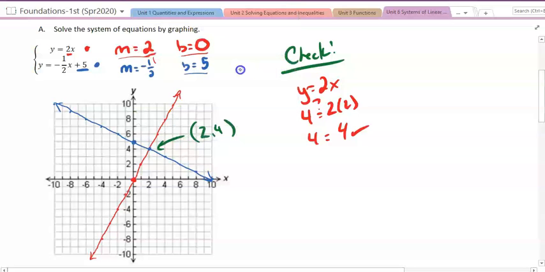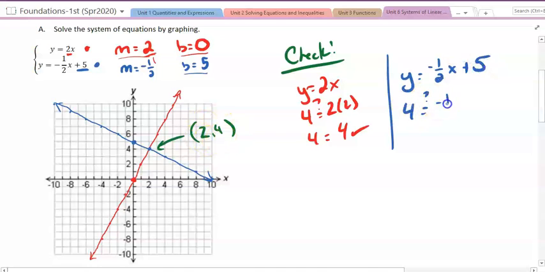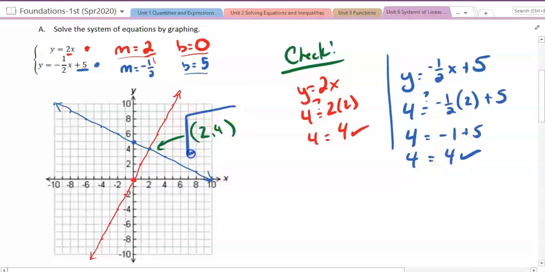But I've also got to check it for the blue line, because remember, for a system, it has to work for all of the equations, not just one. So I'm going to get y equals negative 1/2 x plus the 5. Substituting our ordered pair 2, 4, is 4 equal to negative 1/2 times the 2 plus the 5? Negative 1/2 times 2 is negative 1, so I'm going to get negative 1 plus 5, and negative 1 plus 5 is 4. So that side also checks out. So 2, 4 is our solution to this first system.